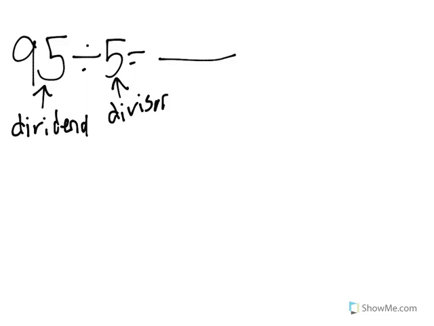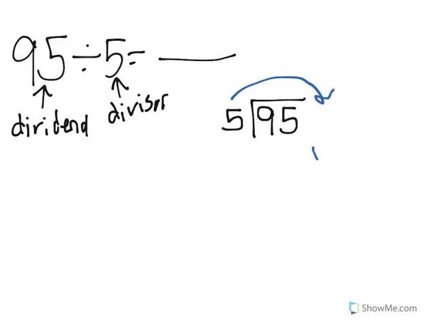So, to use partial product to solve 95 divided by 5, I'm first going to rewrite this problem. 95 would go inside the house, and then 5 goes over here. Now, I'm going to ask myself, 5 times a number gives me something close to 95 without going over. I know that 5 times 10 makes 50. So I'm going to do 95 take away 50, which leaves me with 45.